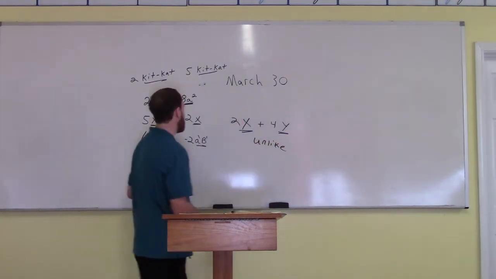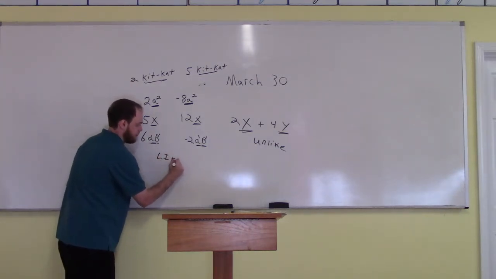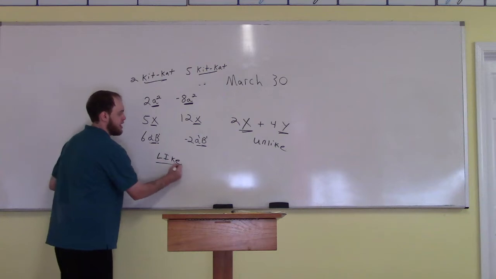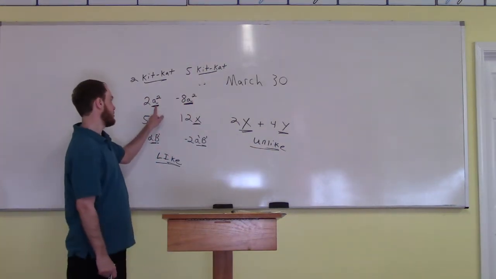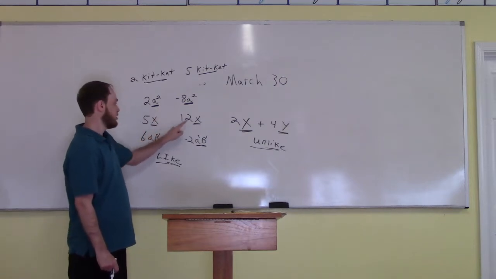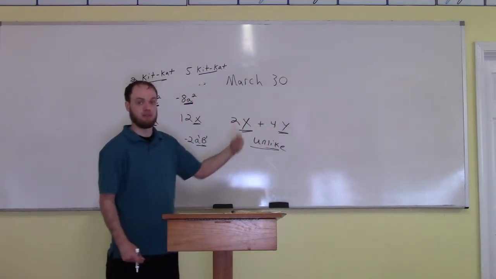So those are unlike. These over here would be an example of a like term. So these are your likes. This would be an example of your unlikes. And so your likes, exact same thing. Unlikes, different objects, different variables, different exponents.